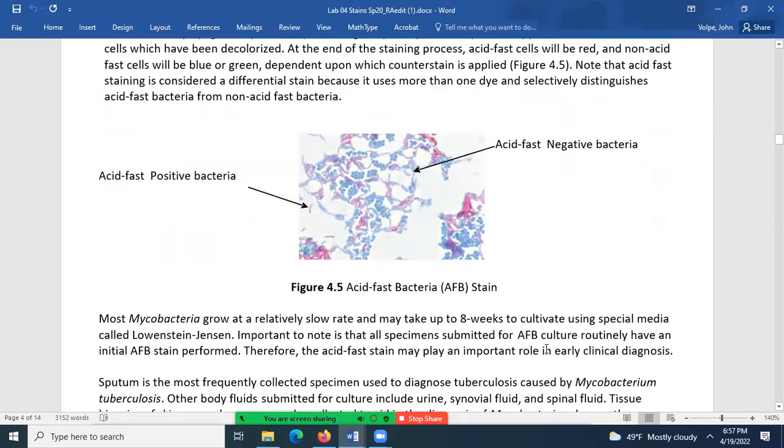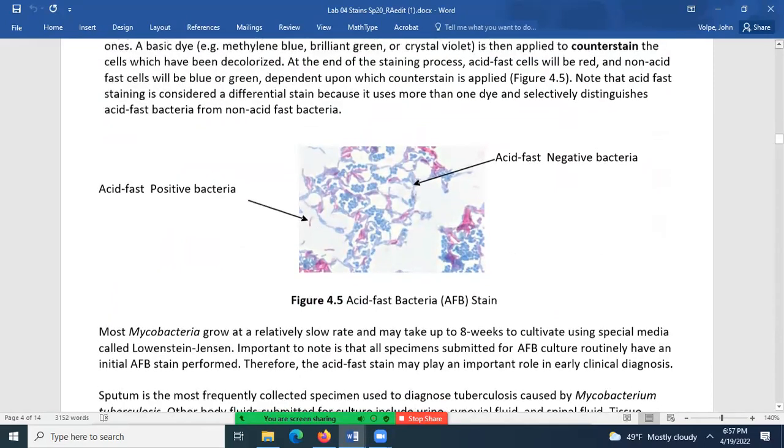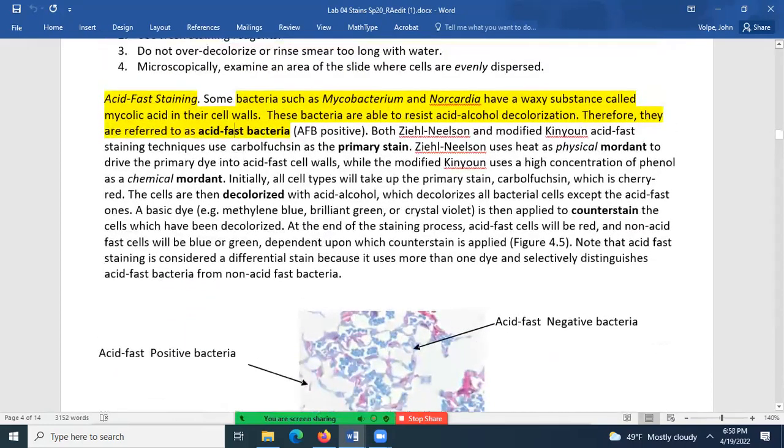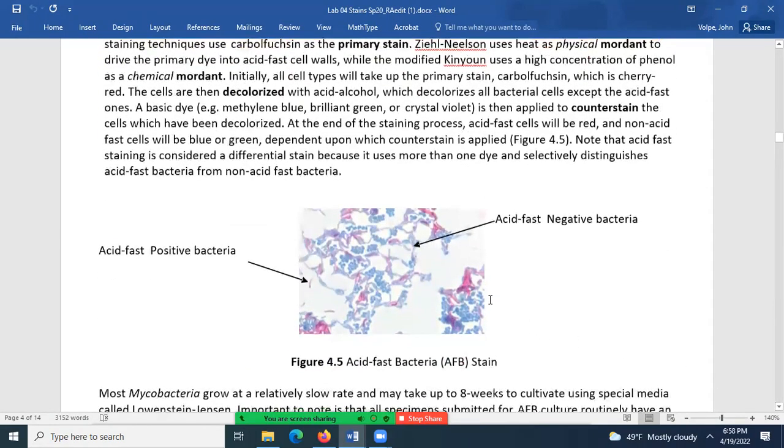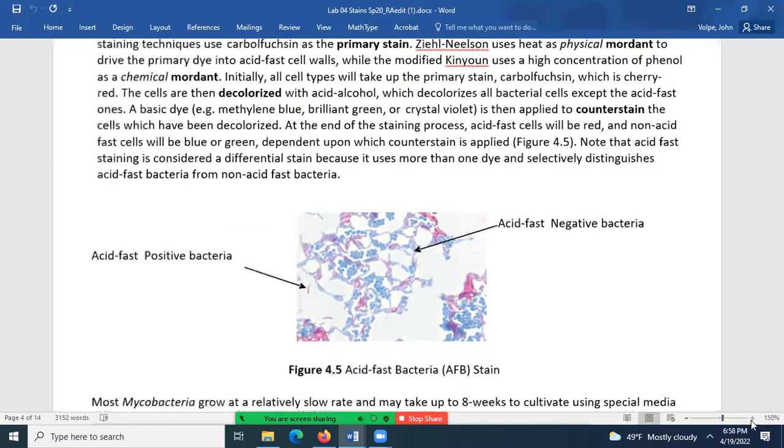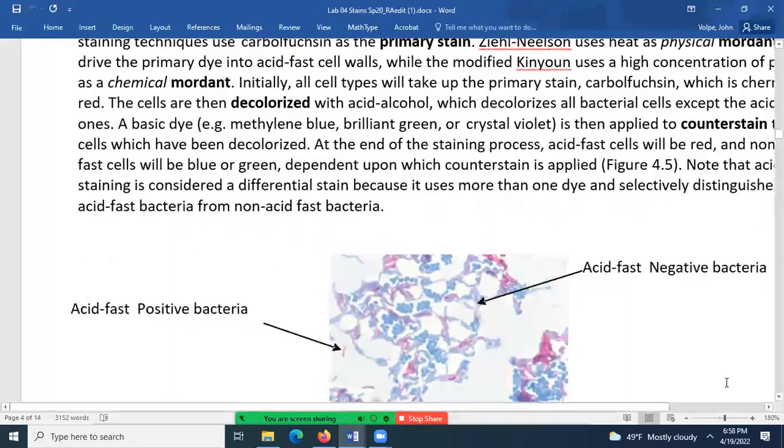An acid-fast cell stains pink from taking up the stain carbol fuchsin. I don't even have it here, but that's the stain. And the acid-fast negative cells do not retain the carbol fuchsin stain, and they will either appear bluish or green, depending on what the counterstain is. And this actually looks a little turquoise, so blue-green right there.